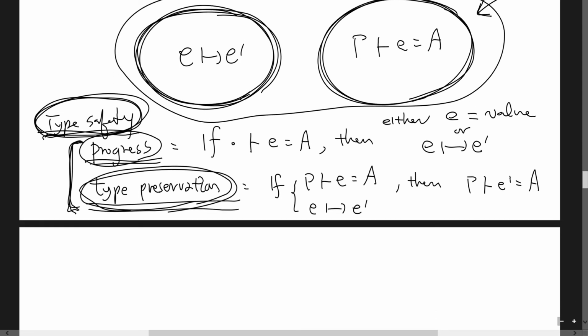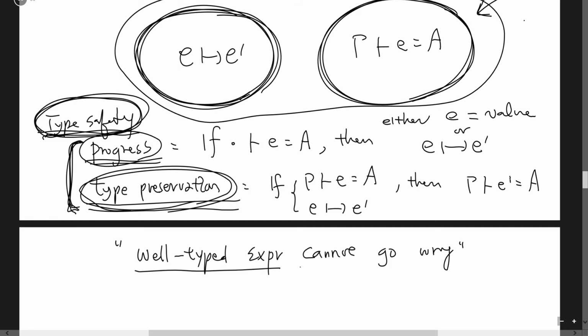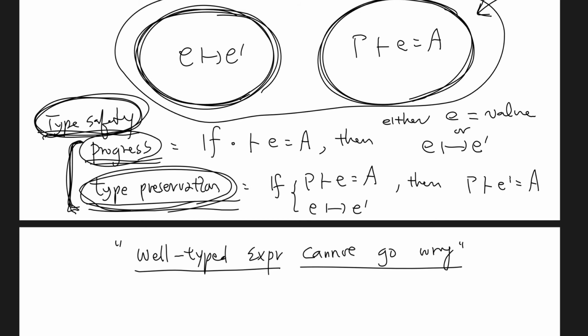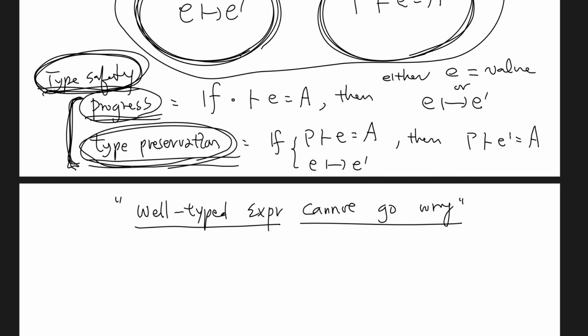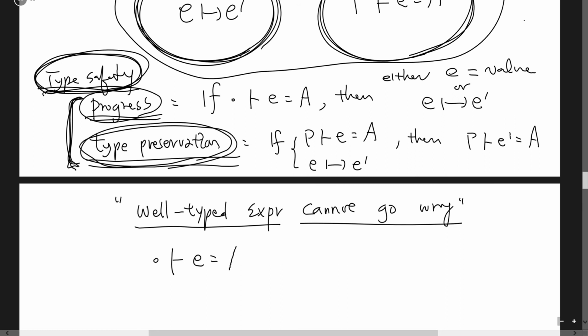If we manage to prove these two properties, we can say that well-typed expressions cannot go wrong. Which means that if you have a well-typed expression, it cannot go wrong or get stuck during the reduction. So for instance, suppose that you have this well-typed closed expression, something like this. It is well-typed and it doesn't have free variables.